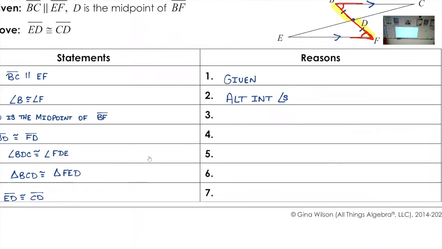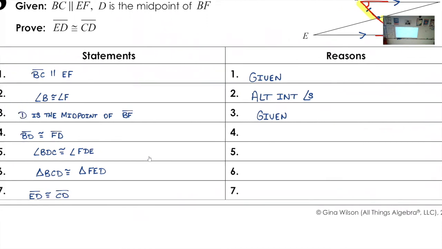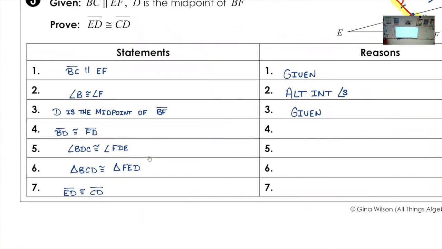What about D being the midpoint? How do we know that? It was given. If they didn't tell us that, could we assume it? No. Why is BD congruent to FD? Definition of midpoint. So they've got a couple of directions they can go here. Let's see which way they chose to go.